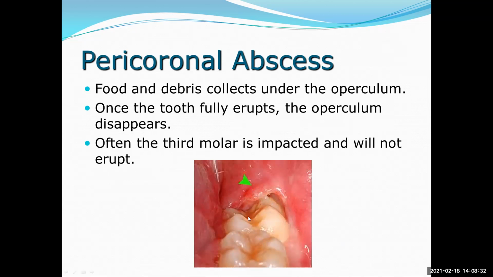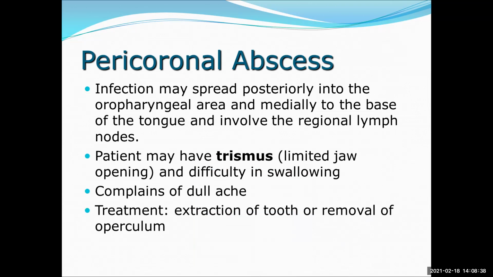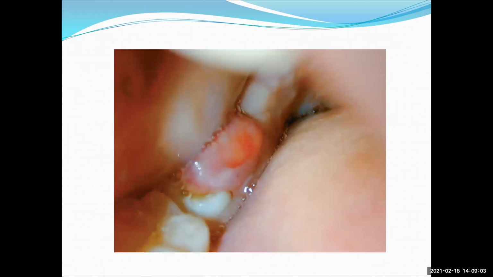Food can get impacted in here, bacteria. Sometimes trismus, limited jaw opening, is a symptom. Difficulty swallowing, dull ache. Treatment is either extraction of the tooth, especially if it's a partially erupted or impacted wisdom tooth, or removal of the operculum through scalpel, electrosurge, heat, or laser. Pericoronitis. You can bet this patient isn't able to bite down. That's swollen.